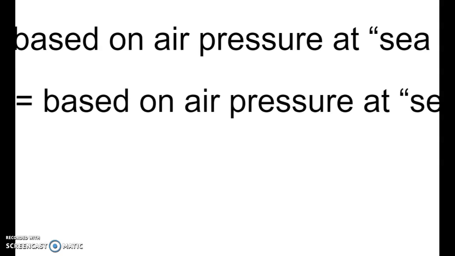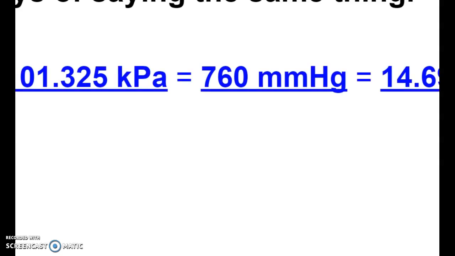So 101.325 kilopascals, 760 millimeters of mercury, 14.69 psi, pounds per square inch. We know that all those measurements are taken at the same place, all at sea level, where there would be the highest amount of pressure. Because standard pressure is all related to air pressure at sea level, these are all just ways of saying the same thing. They're all equal to each other.